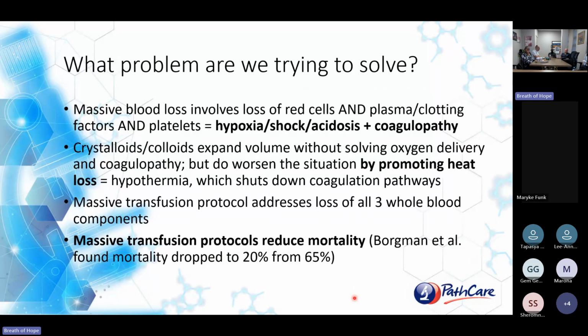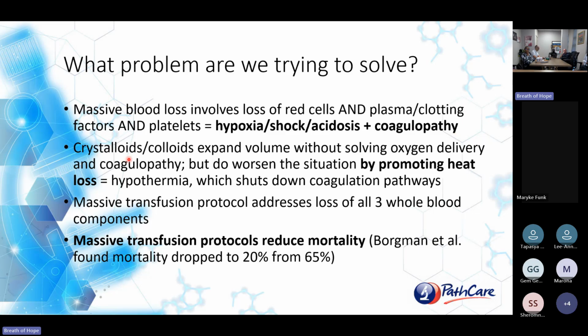That said, despite all those questions that we don't have answers to, there is a problem that we are trying to solve with massive transfusion, and it does reduce mortality. Massive blood loss involves loss of red cells, as well as plasma and clotting factors, as well as platelets. So you get hypoxia from the loss of red cells, shock due to the loss of circulatory volume, and acidosis due to tissue hypoxia, as well as coagulopathy.